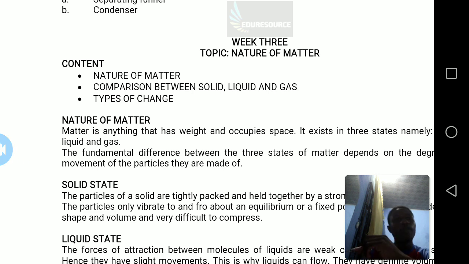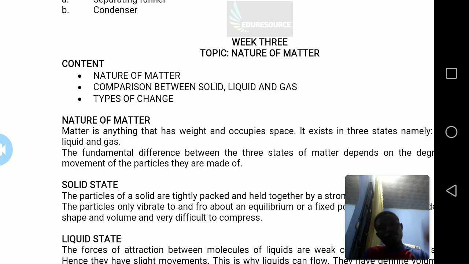The nature of matter. From the beginning of this class, we're defining chemistry, and we say that chemistry is simply the branch of science that deals with the study of, first of all, the structure, the nature, the form of matter, and how matter interrelates with nature.